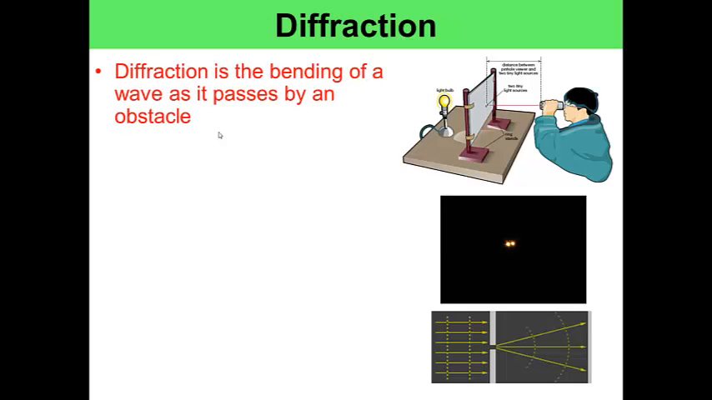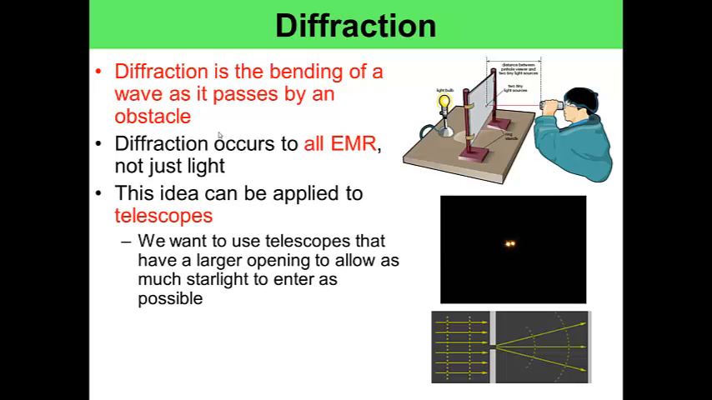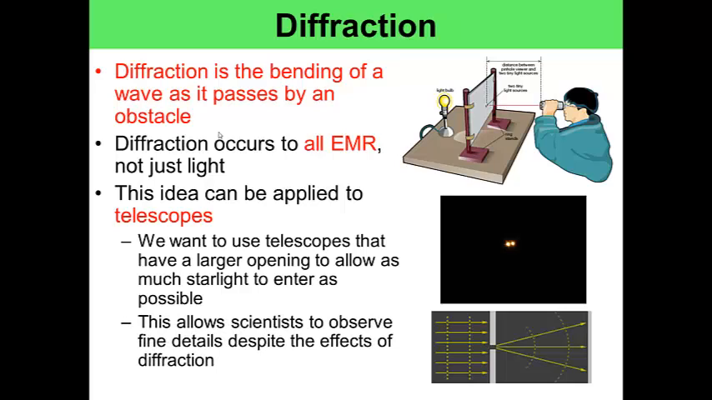Diffraction is the bending of a wave as it passes an obstacle. Diffraction occurs to all electromagnetic radiation, not just light. This idea is applied to telescopes. We want to use telescopes that have a large opening, so it allows as much starlight as possible to observe fine details and collect as much information to mitigate the effects of diffraction.